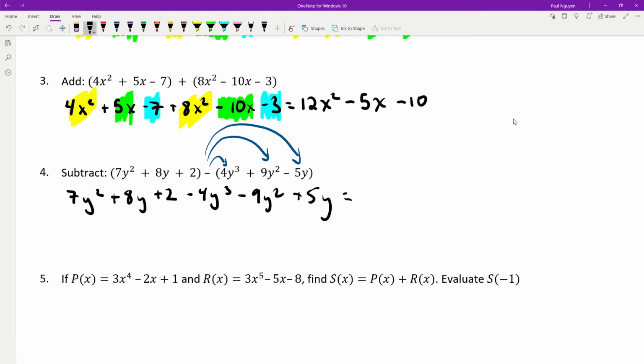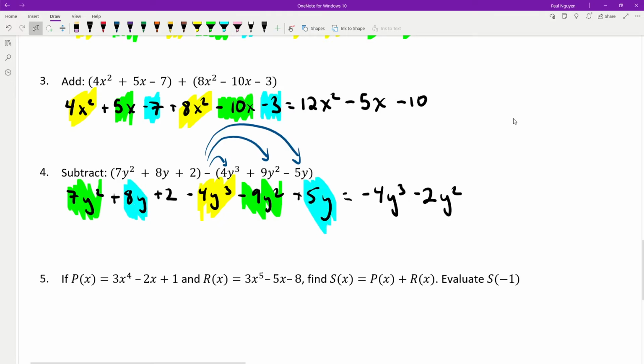Now let's combine like terms. The biggest degree is the cube, this one here. So that one, there's only one of, and so it goes first, negative 4y cubed. Then we have some squares, this one and this one. 7 minus 9 is negative 2 of the y squares. Then 8y and 5y give me 13y. And finally, this 2 is left over, so that's plus 2.